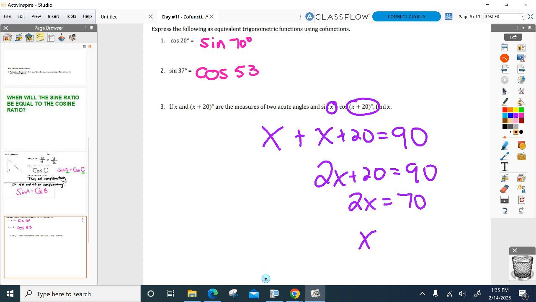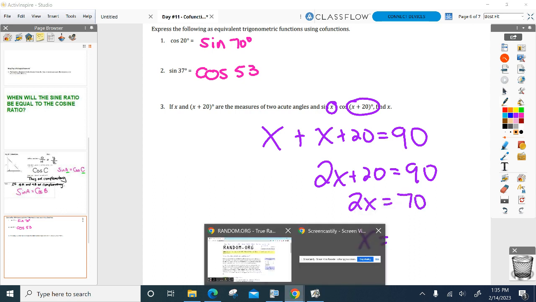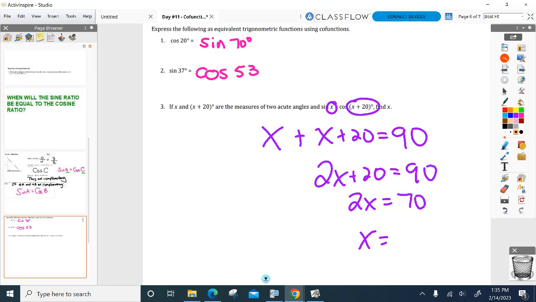So my x value here would be 35. And watch, that makes sense. Plug it back in. 35 is one angle, the other angle would be 55. And what do I know about those two? They're complementary, so that makes sense. All right, are we okay so far? Because I'm going to ask questions in a different way, but still using that fact I just gave you.